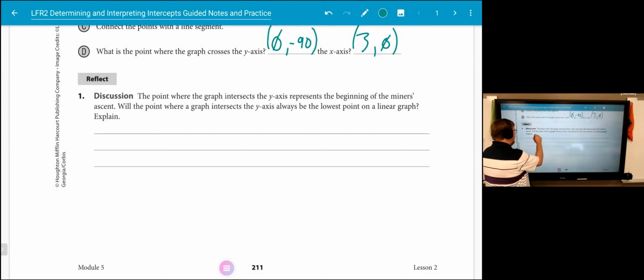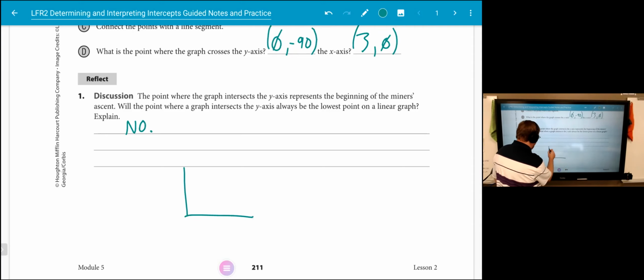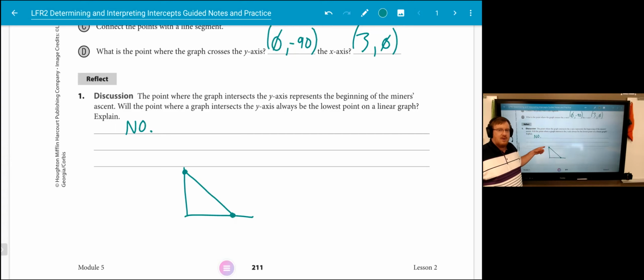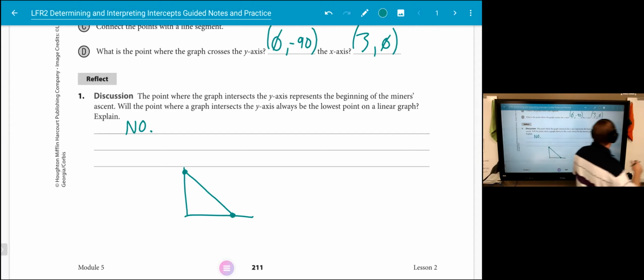I'm going to say no. And I'm going to give an example as to why. What if you were on a mountain? What if you're on a mountain and we're coming down the mountain? What if you started here on the mountain and then you came back to the surface? That would be a point where it would be maybe the highest point in a linear relation. So no, it will not always be the lowest point on a linear graph. Okay, enough said with that. Let's go ahead and get into the meat of what we're trying to do today.